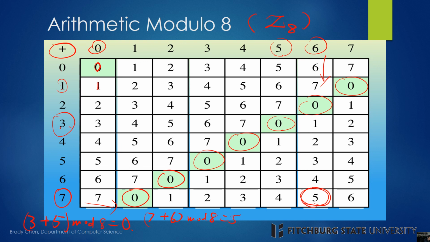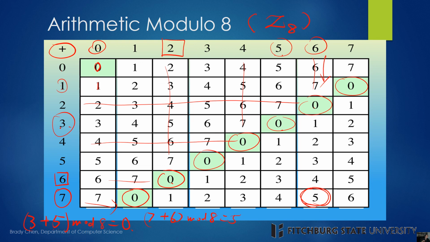Now we have a couple of pairs, 6 and 2, right? 6 and 2, we got 0. And then we can say 2 and 6, and 4 and 4. These are special pairs. And then we define something called the additive inverse. So that means 3 is an additive inverse of 5, because 3 plus 5 modulo 8 is 0.